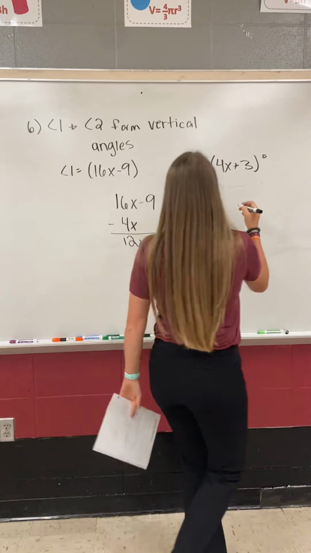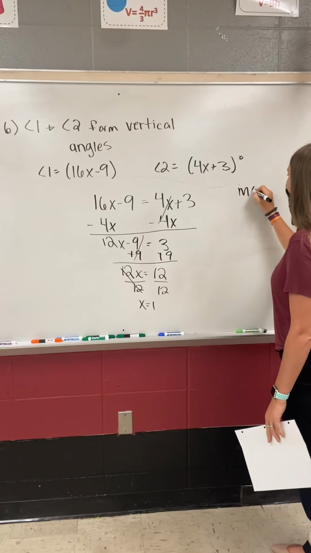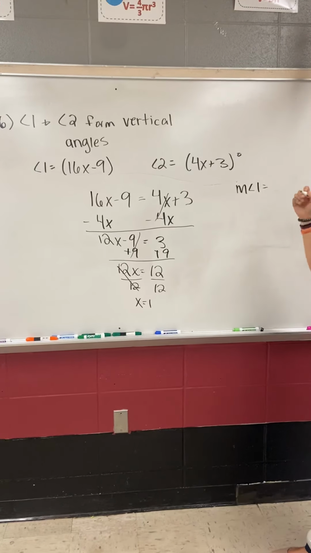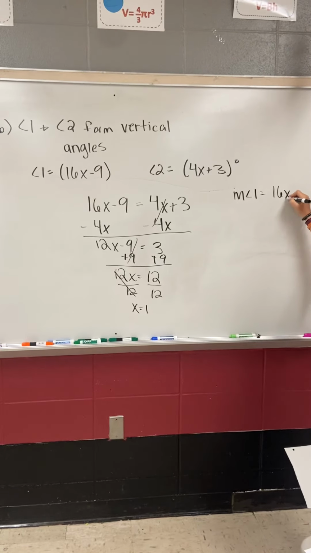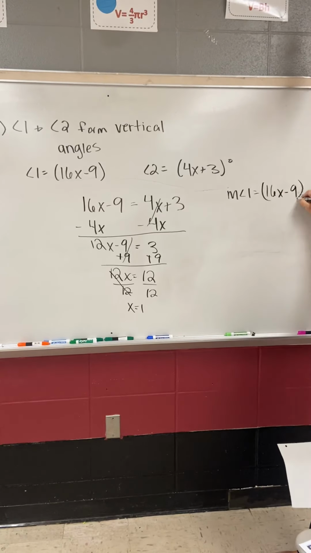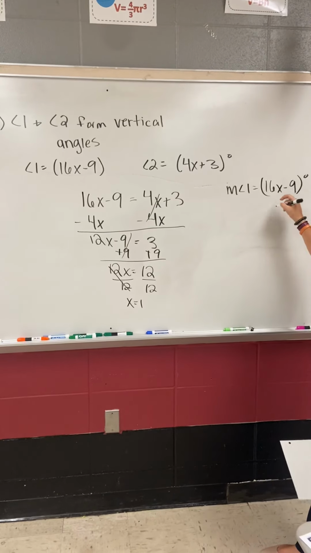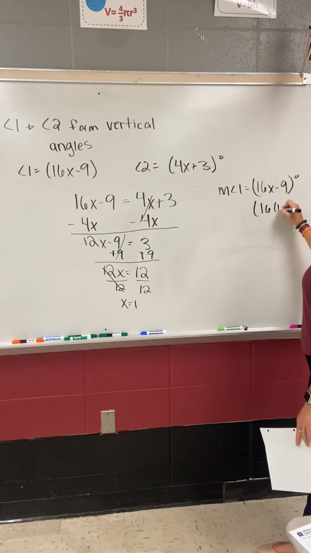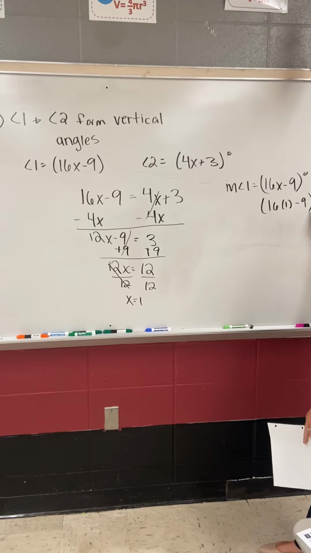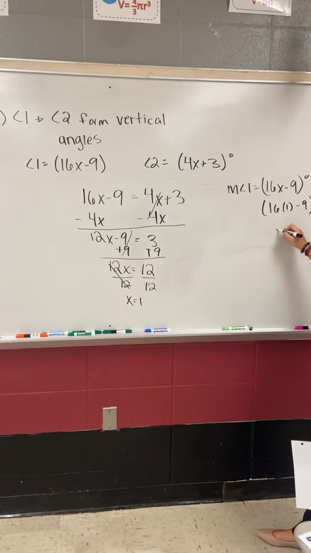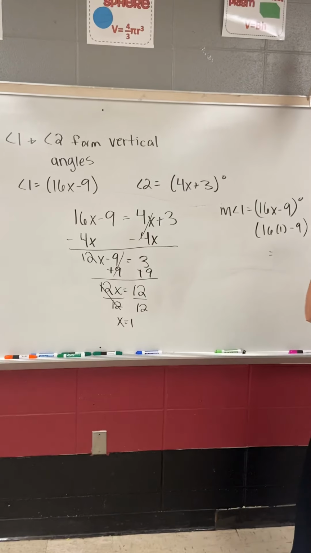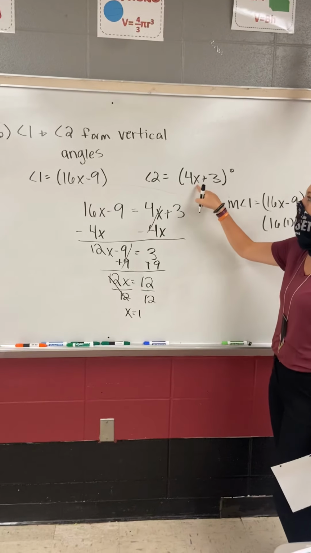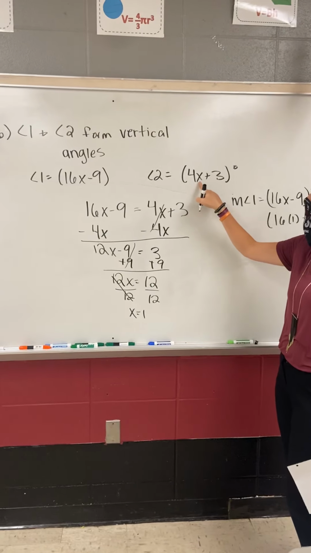Okay? So for the measure of angle 1, you're going to have 16x minus 9 degrees. So you're just going to plug in 1. So you're going to have 16 times 1 minus 9 and solve that. I'm not going to give you the answer. I want you to find it. Same thing for number 2. Just plug in 1 for x and solve.